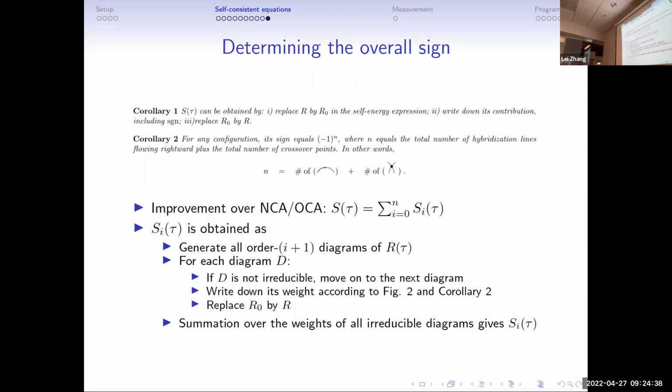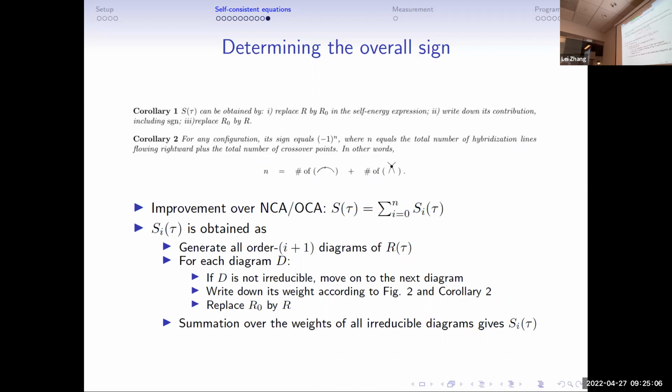When we use that elementary movement, I can prove this fully statement. The first conclusion is that if we want to get the expression of S tau, we just need to replace R by R0 in the self-energy expression, evaluate the overall sign in this case, and then replace R0 by R again. Then we will get the correct result.